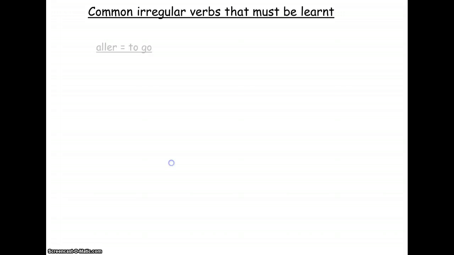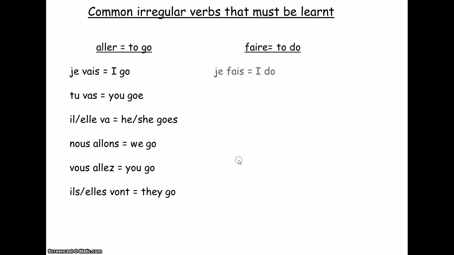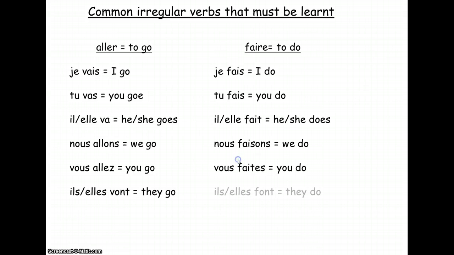And then I would also suggest you have a go at learning aller. Je vais, tu vas, il va, elle va, nous allons, vous allez, ils vont, elles vont, because that's incredibly useful. That should say you go. I've put an extra E on there. Sorry about that. And then faire as well is well worth learning. Je fais, tu fais, il fait, elle fait, nous faisons, vous faites, ils font, elles font.